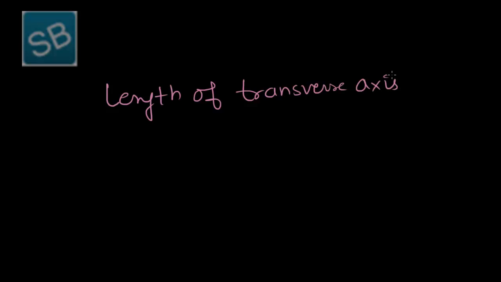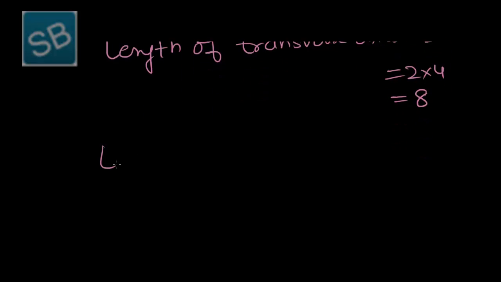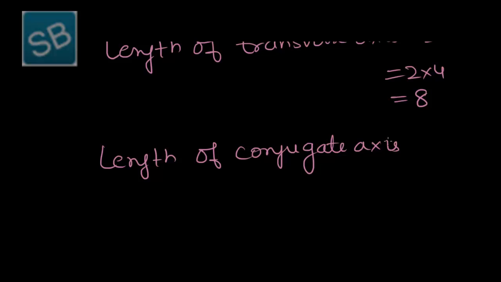Now we have to find the length of transverse axis, which is equal to 2a, that is 2 into 4, which is equal to 8, and length of conjugate axis, which is equal to 2b, that is 2 into 1, that is 2. So this was all about how you can find so many quantities from the given equation of hyperbola.